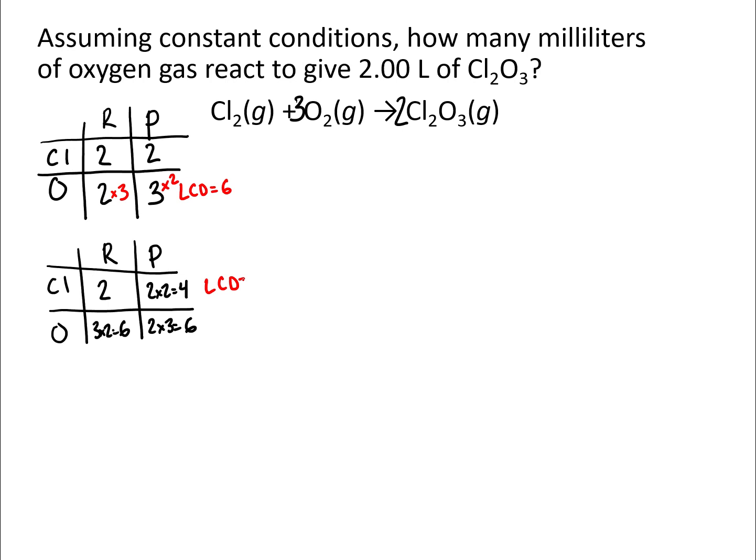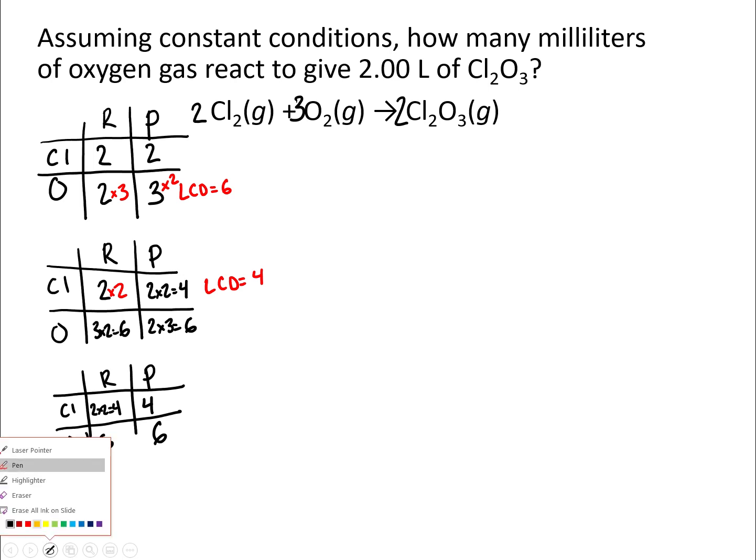The lowest common denominator here is 4. We're going to multiply by 2 on the reactant side. And let's do a final check to make sure that we're really balanced. We've got 4 chlorines and 6 oxygens on the reactant side. And we've got 4 and 6 on the product side. Now we're balanced.